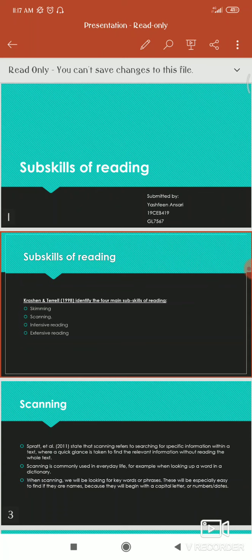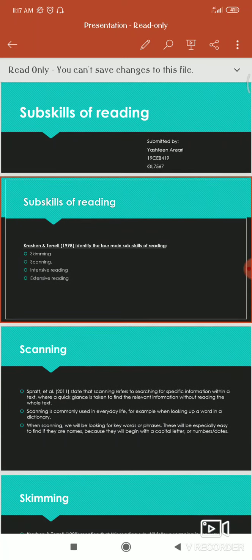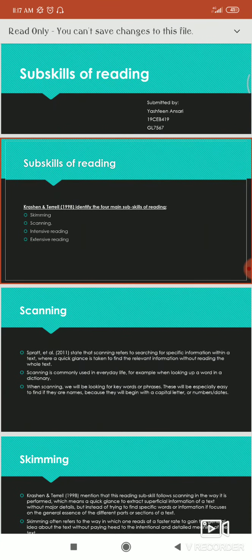Here I will shed light on the subskills of reading. Before we go through the text, let's talk about the linguist first who introduced it.